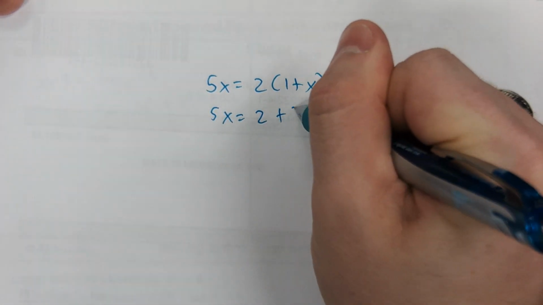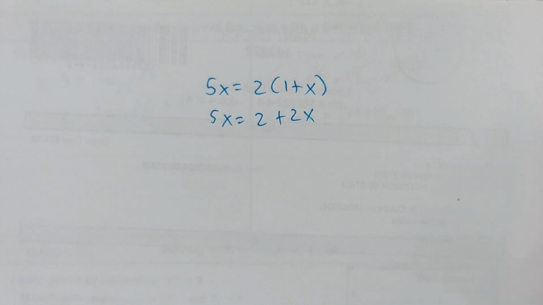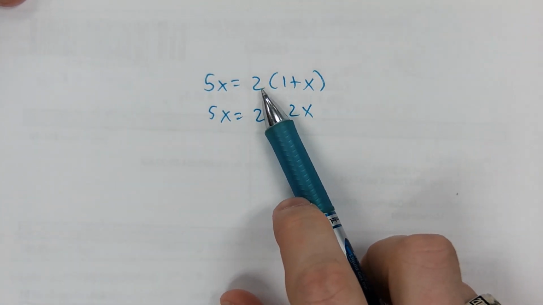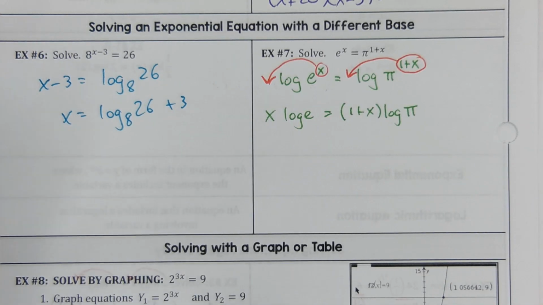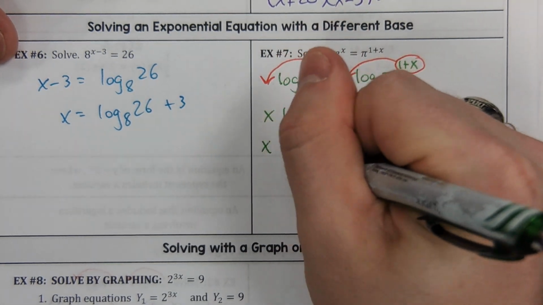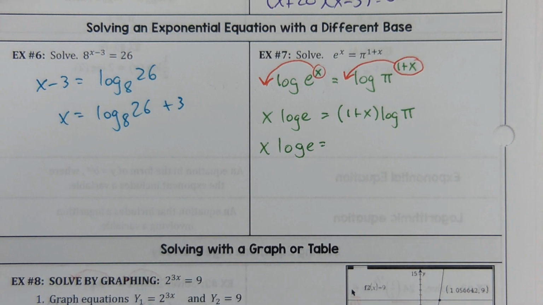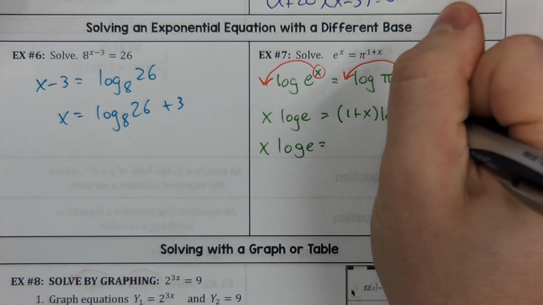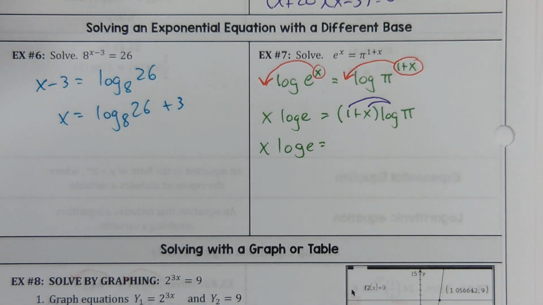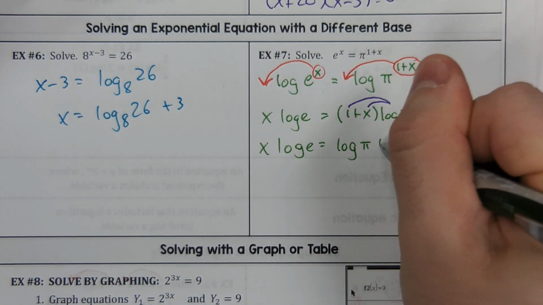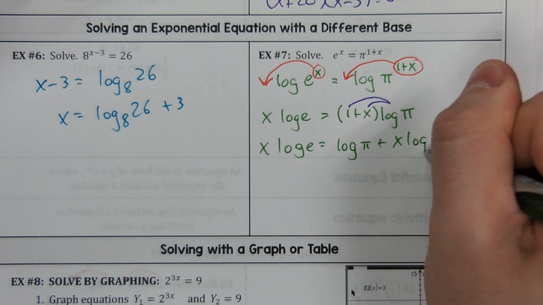You need to distribute. And so, you're all cool with the idea that when there's a number outside the parentheses, you can distribute it, right? Guess what? Log of pi is a number. So distribute the log of pi. I don't know what log of pi is, but you distribute it like this, and you get log of pi plus x log of pi.